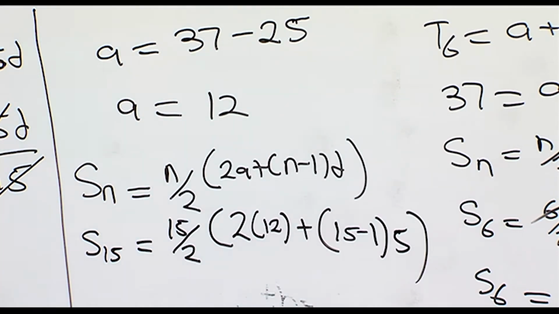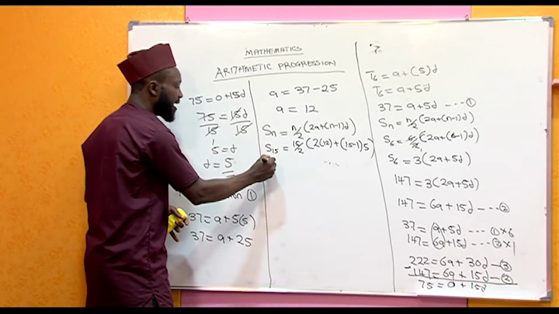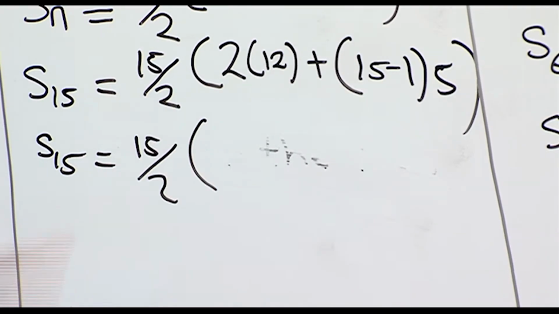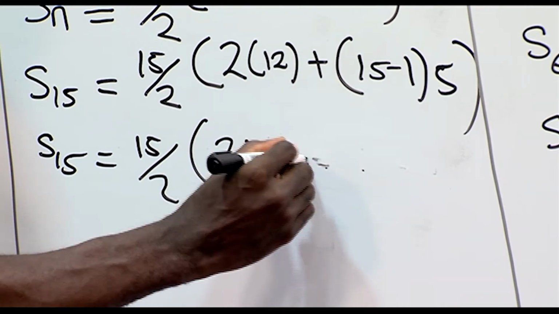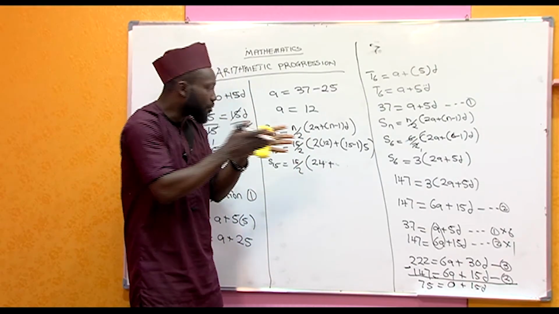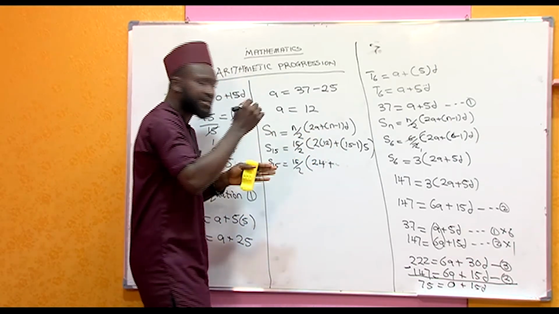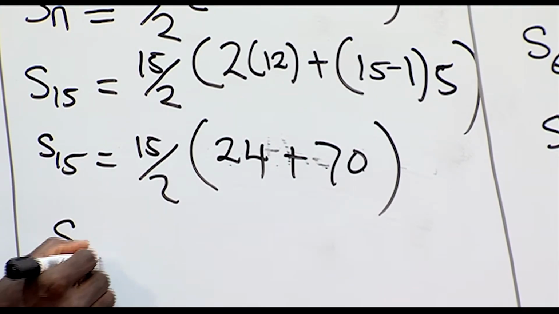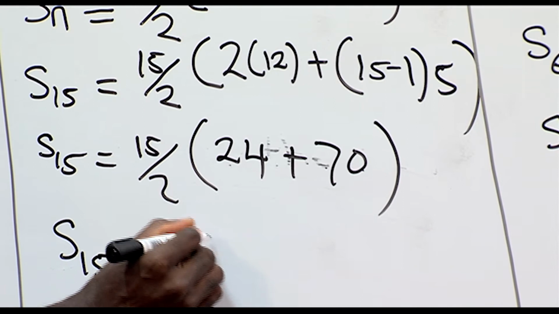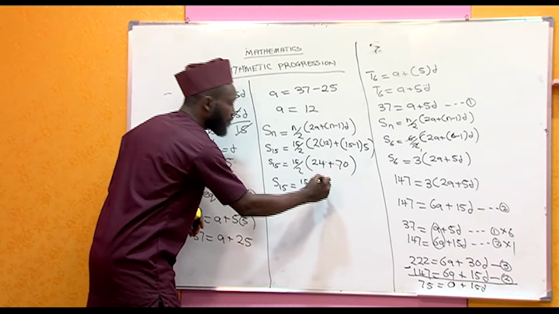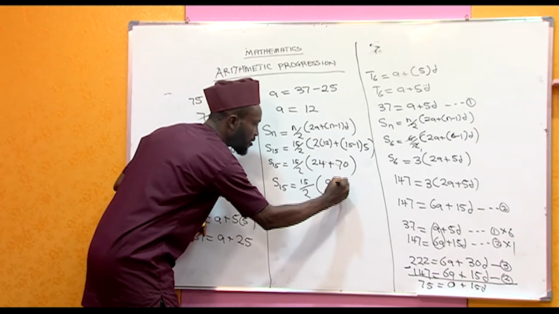So all we need to do here is to simplify. I will have my S15 equals 15 over 2, open the bracket. We know that 2 multiplied by 12 is going to give me 24. Then plus, let's simplify this: 15 minus 1 is going to give me 14, and 14 multiplied by 5 is going to give me 70. So S15 equals 15 over 2, open the bracket, 24 plus 70, which is going to give me 94. Then close the bracket.